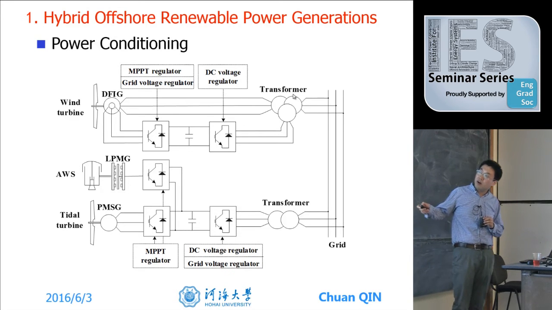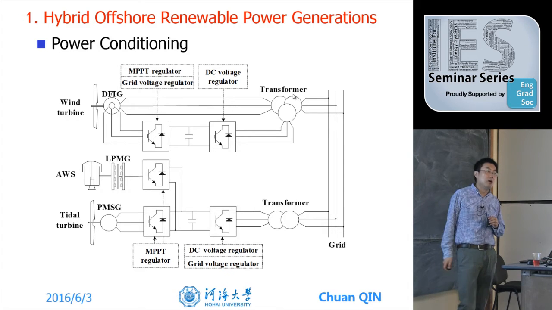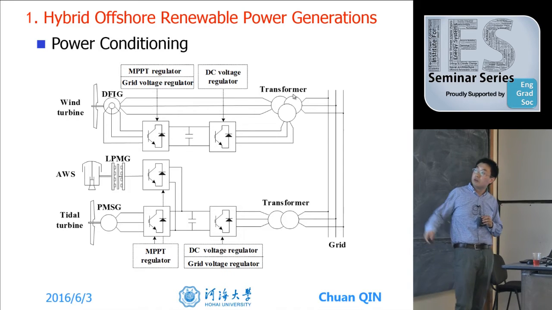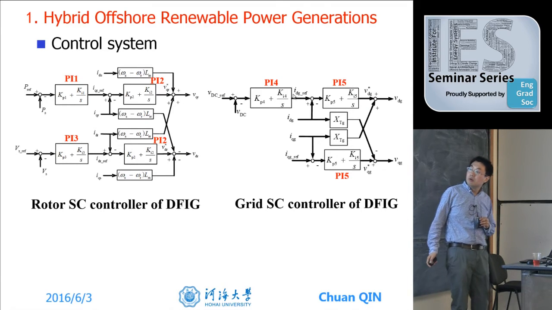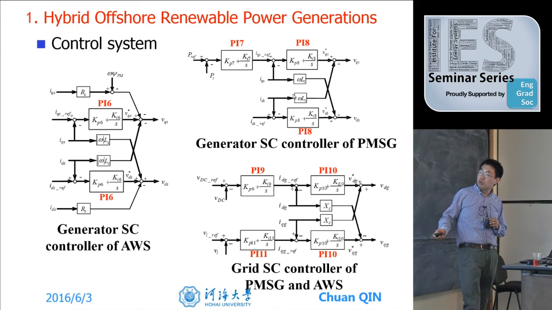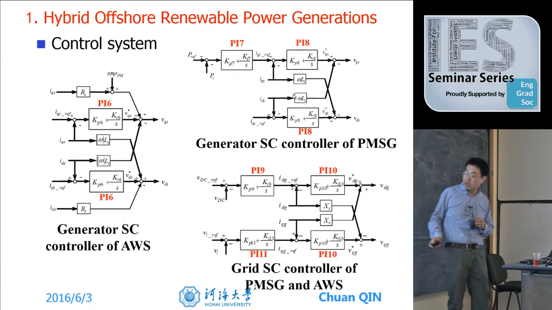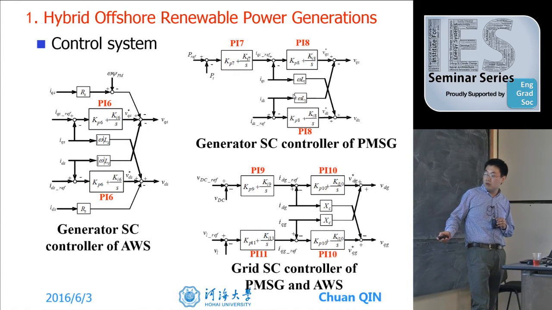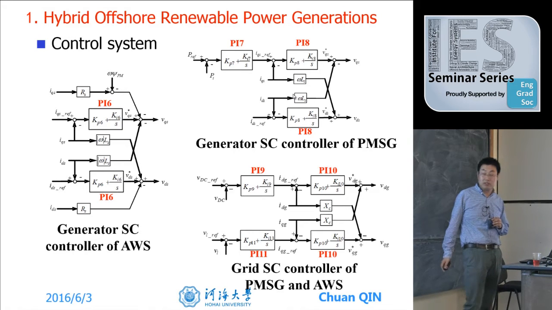And so there are five PWM controlled three-phase voltage source converters. So there also are 5 control blocks. This is the rotor side controller of the DFIG, and this is the grid side controller. And also the generator side controller of AWS and generator side controller of PMSG. Also have grid side controller of PMSG and AWS.